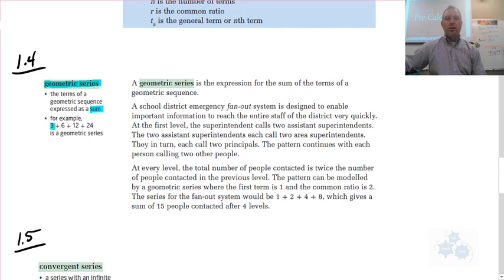So if we had something like 3, 6, 12, 24, you know that the common ratio there is 2, right? Because we're multiplying by 2 to get each term there. And it's a series, that means we have to add them all up, okay? And that's all it is. You just add up the terms in the sequence.